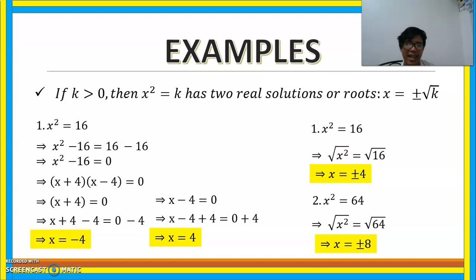Correct. What if x is negative 8? Then we have negative 8 squared, is that equal to 64? Remember the rules in multiplication.